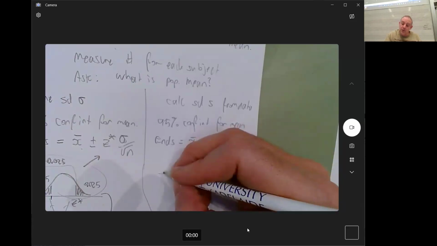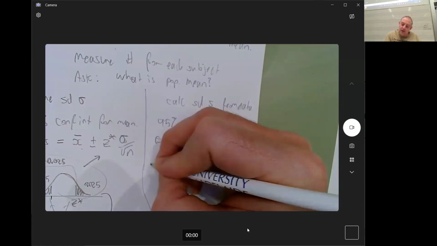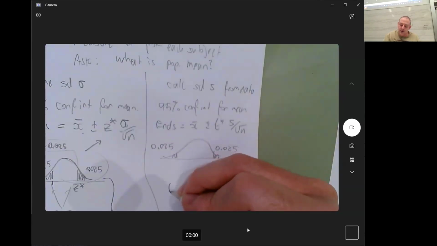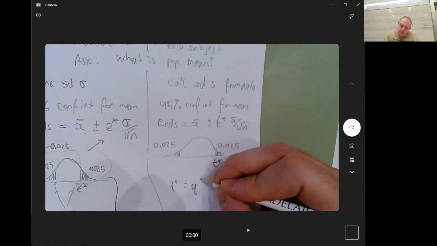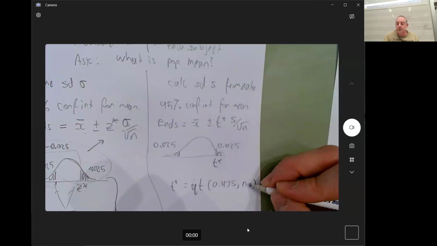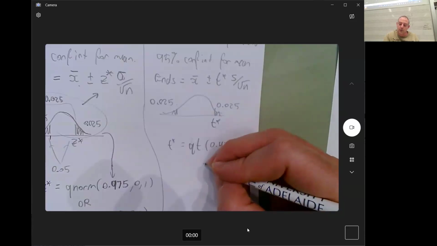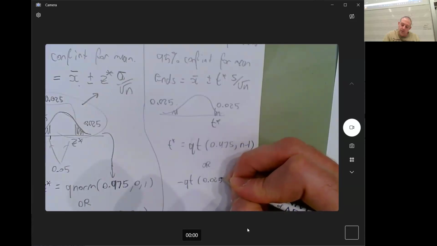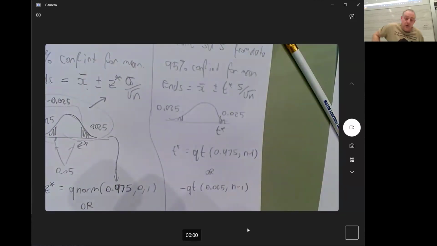And so it will still be the same trick with a 0.025 on either side, but it'll be a t this time. And so the t star will be qt, and you'll have to put the degrees of freedom in this time instead of the 0 and the 1, or minus qt 0.025, n minus 1. Whatever is the thing. That's what you have to do.